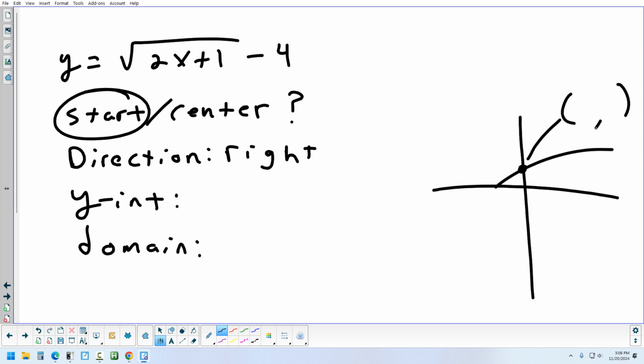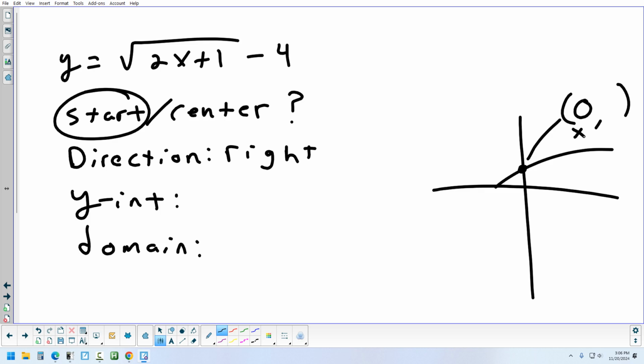That it has an x of 0? Yes. That's how you find the y-intercept. You let x be 0, you plug it into your formula, and then you find y. Okay, so let's try that.